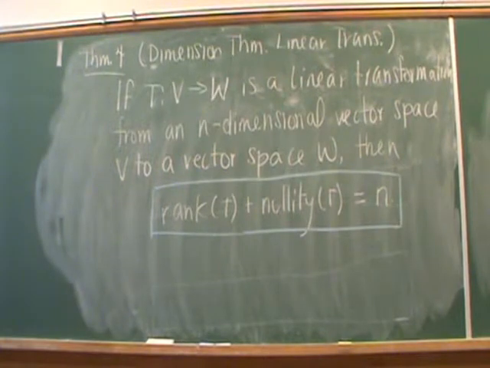So here it is, the answer to that question that we had thought up earlier. Essentially, it's an extension of the dimension theorem that we saw earlier. This is the dimension theorem for linear transformations. If T is a linear transformation, and we know that V is an n-dimensional vector space, then it is true that the rank of T plus the nullity of T will be equal to n.